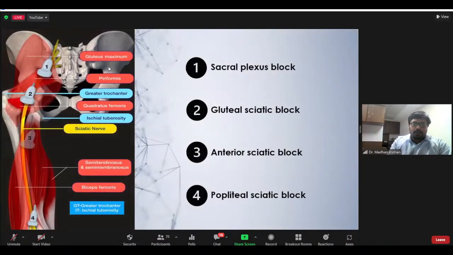Right. So if we take this image, you can see the probe position. If you are doing an ultrasound guided block, the sacral plexus block will be given at the level of origin of the sacral plexus. Okay, this will be the level. And for a subgluteal level, this will be the level where we are going to block the sciatic nerve. Coming to the anterior sciatic nerve block, we will be blocking somewhere here or just closer to the lesser trochanter. This will be the area. Depending upon the place where you can see the nerve clearly, you can block either from here to here. And this will be the level to block the popliteal sciatic nerve block.